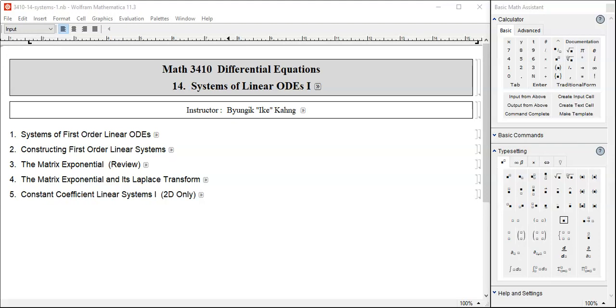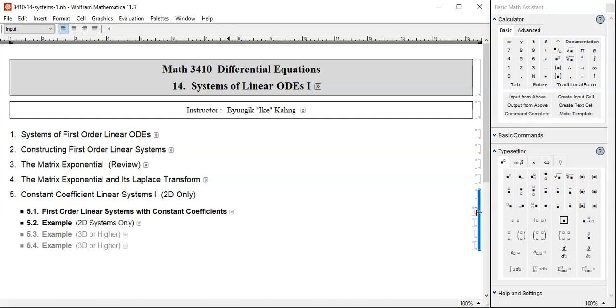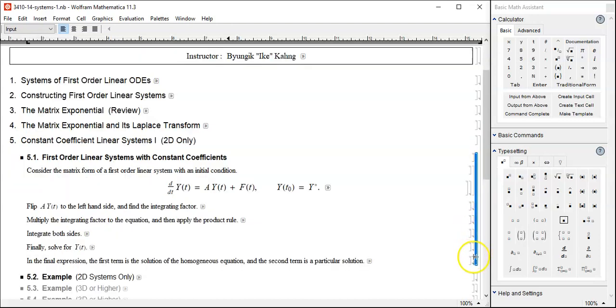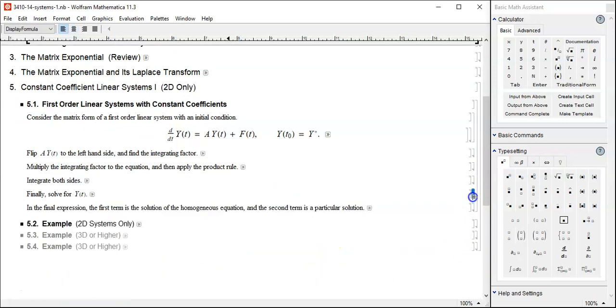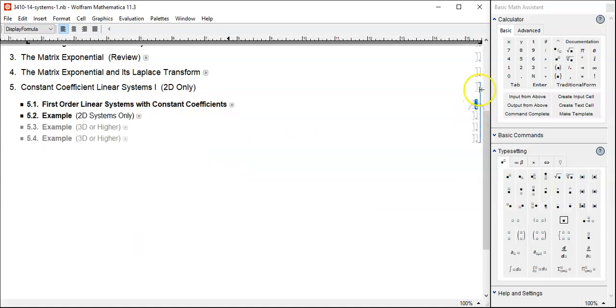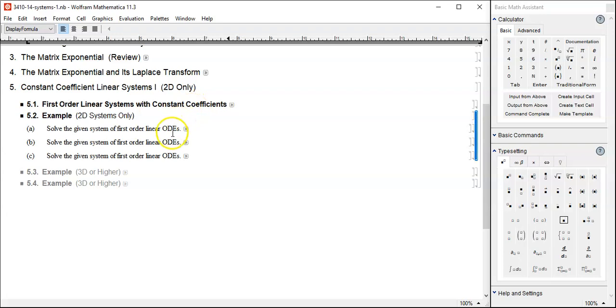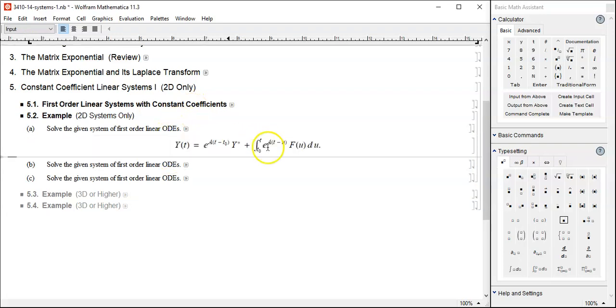Hello students, welcome back. Let's go back to section 5, and section 5 is basically all about this formula, the last line here. And this part gives you the solution of the homogeneous equation. And that part is a particular solution.